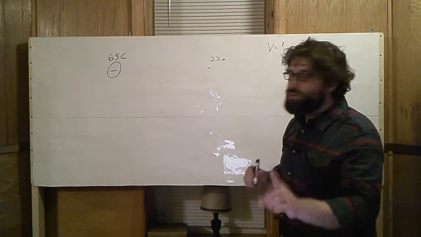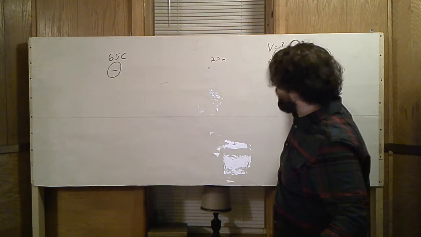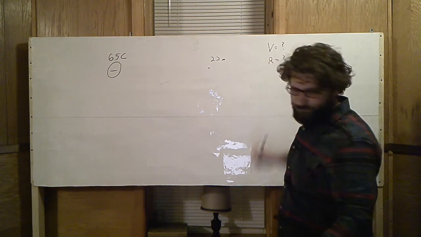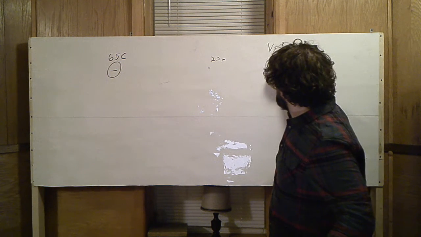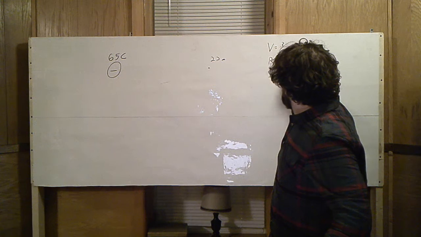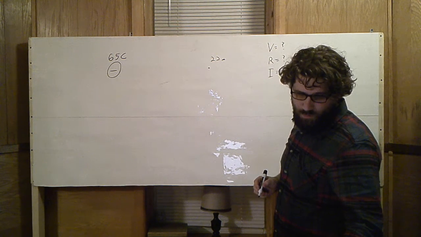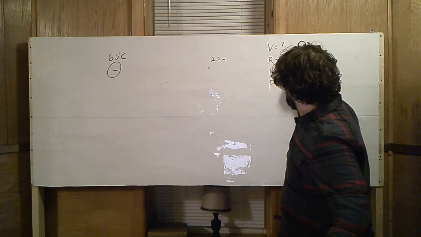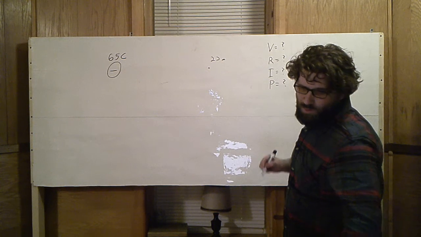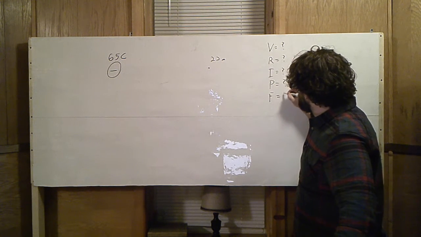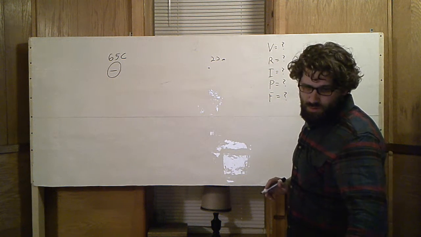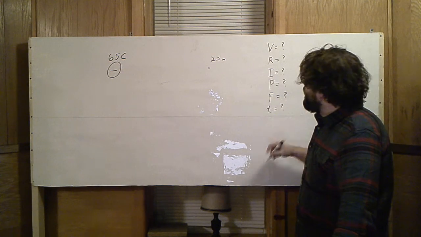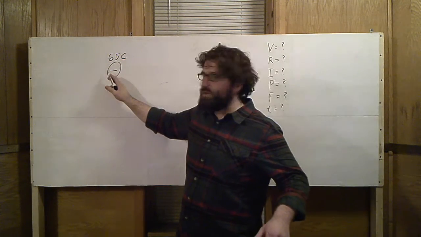Next, I'm going to set up a conductor going through here. I'm going to want to know the resistance of that conductor. After that, I'm going to want to know what the current will be through that conductor. Then I want to know what the power will be. I want to know what the force will be if I place another charge at this point. And I want to know how long it would take for the charge placed at this point to travel over to this point.